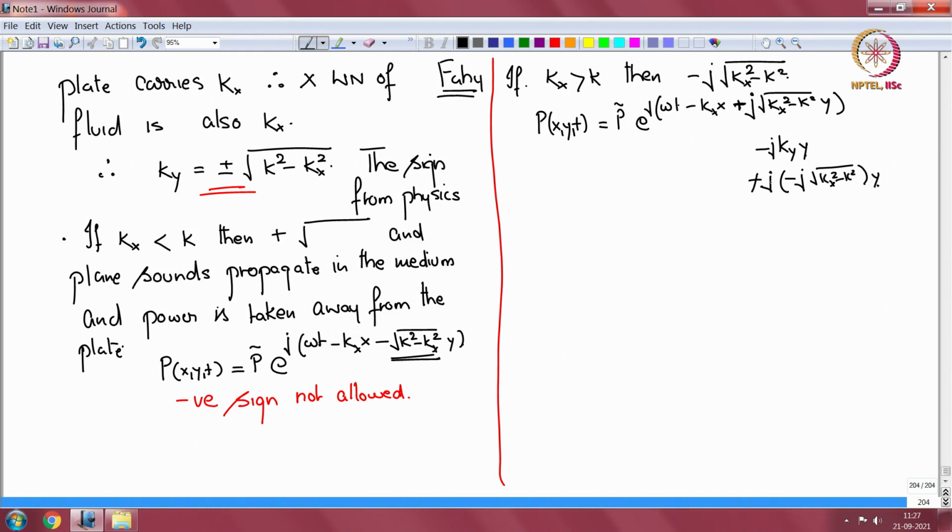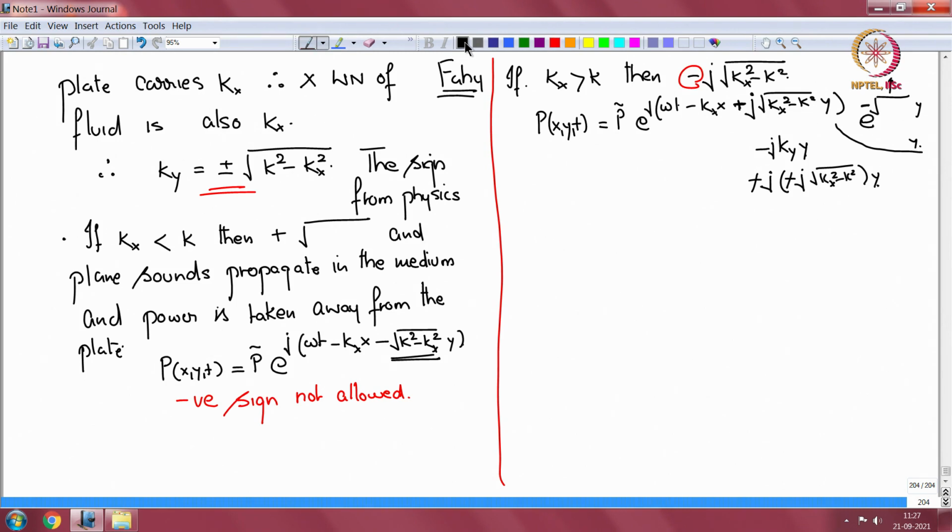So this goes, and I have j square. So this gives me, j square gives me a negative, so I have a negative wave number, and this is a real number. So this is a decaying wave in the y direction. Otherwise it will blow up in the y direction at infinity. Okay, so that's why the negative sign here has to be chosen.